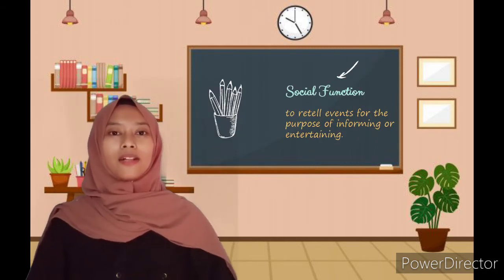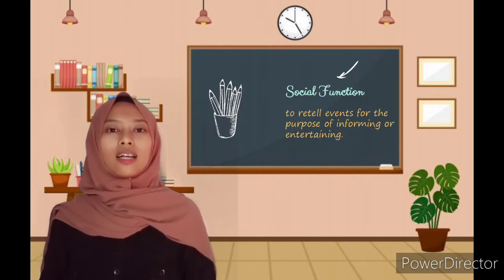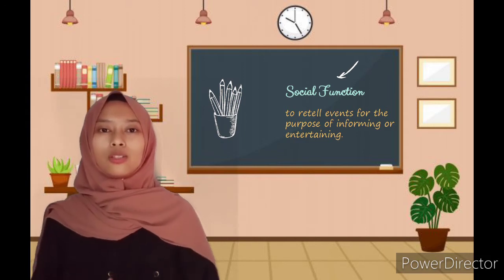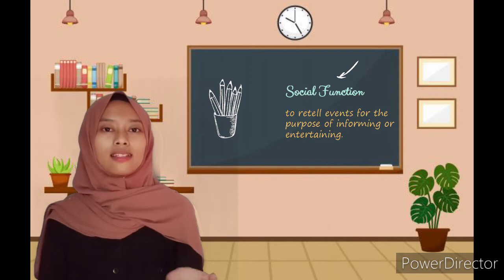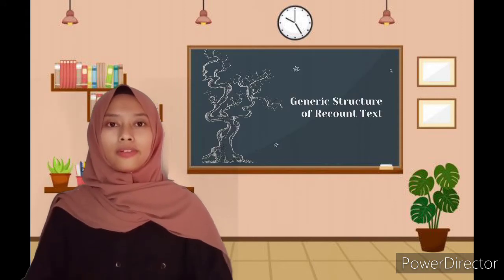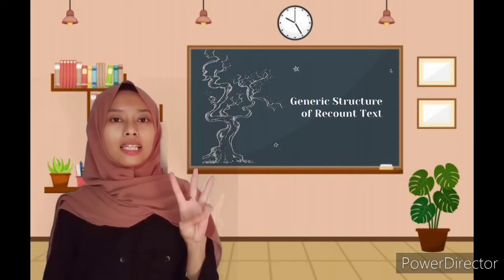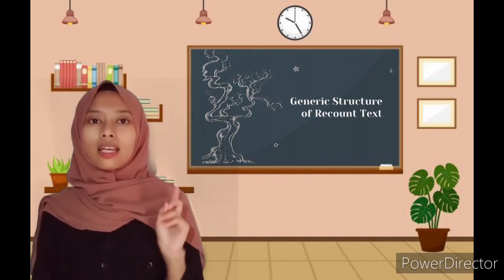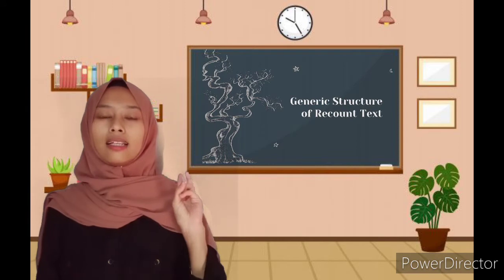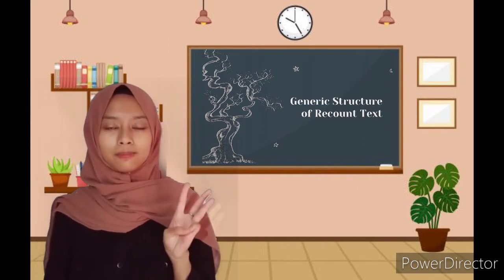Well, next is the social function of recount text. The purpose of recount text is to amuse or to entertain the readers. Next is the generic structure of recount text. There are three generic structures of recount text. The first one is the orientation, second is events, and last is reorientation.